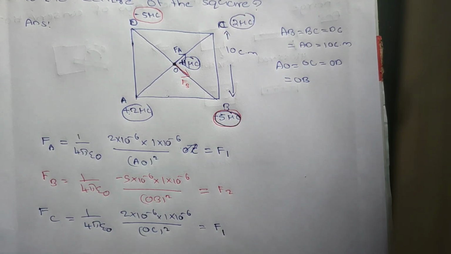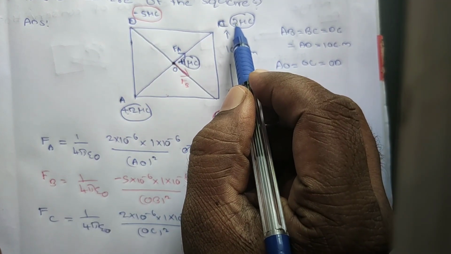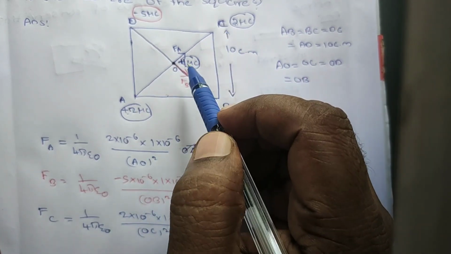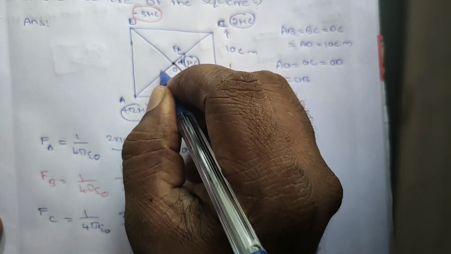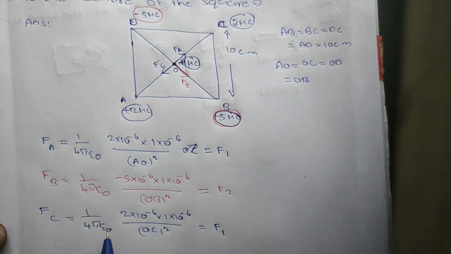What is the sign of F1? We will find out the direction of this FC. This 2 microcoulomb is positive, this 1 microcoulomb is positive, so the force between them is repulsive. So FC is in this direction. FA and FC are in the same line but opposite direction, so I'll put a minus sign here. What does this minus sign mean? It is in the opposite direction of FA. Clear?